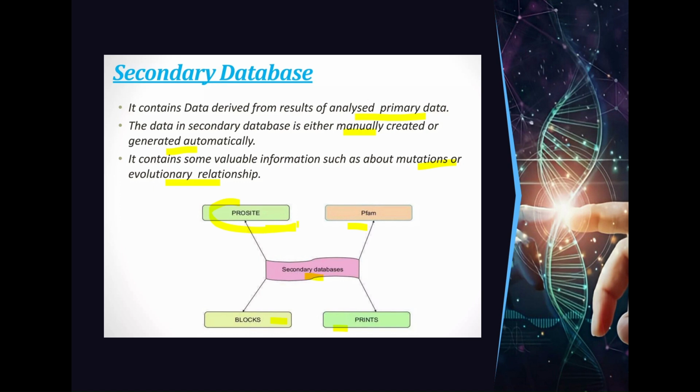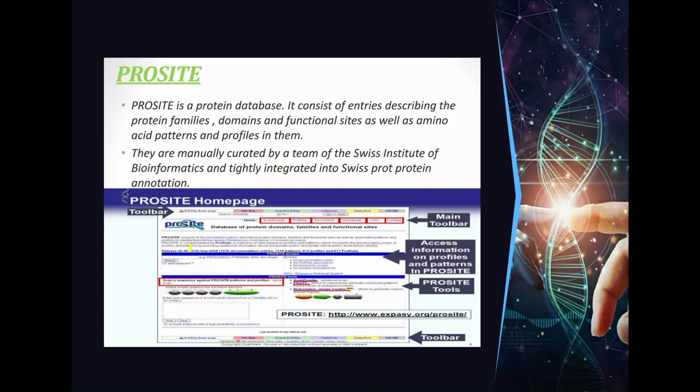These databases, PROSITE, PFAM, use the raw and original data from primary databases like the ones we discussed above: GenBank, PDB, UniProt, SwissProt, NCBI, EMBL. These secondary databases derive the main raw material from the primary databases for further study of mutations, evolutionary relationships, or any other research studies. We'll go through some of the secondary databases. PROSITE, a protein database, consists of entries describing protein families. The sequences derived from the primary data create protein families, domains, functional sites, as well as amino acid patterns and profiles. They arrange them in a proper manner.